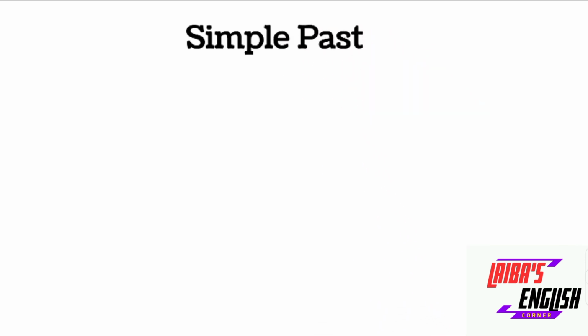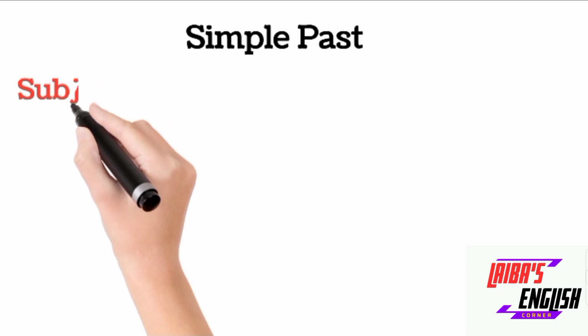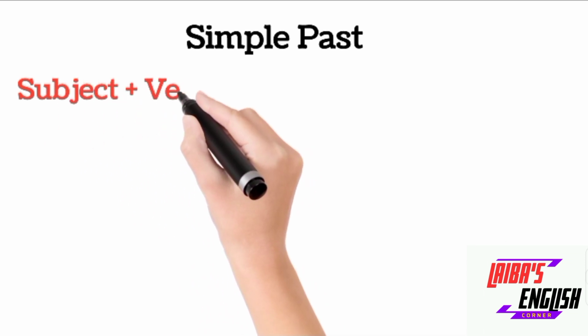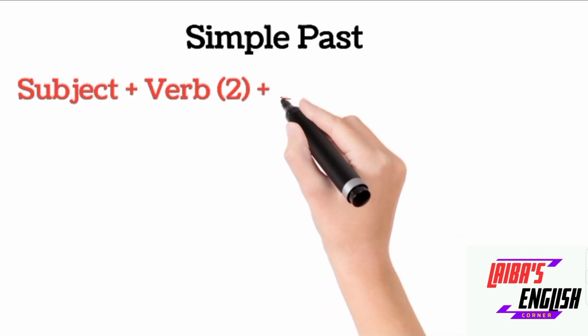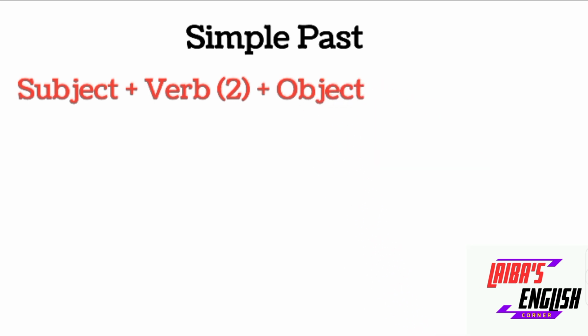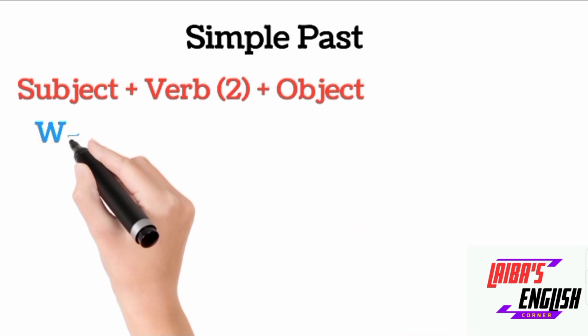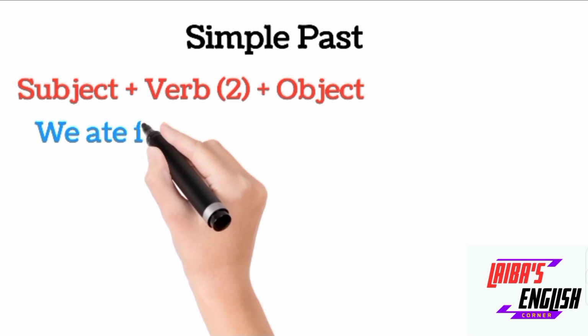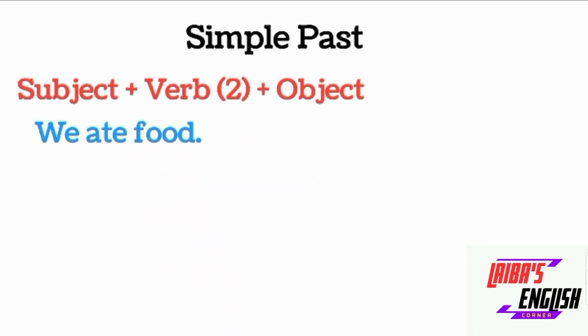So first of all, we will see the structure of simple past tense. What is past? Past is basically when something happened in the past. The work is already completed. So the structure is subject plus verb second form plus an object. For example, we ate food. So here we is a subject, ate is a verb second form, and object is food.